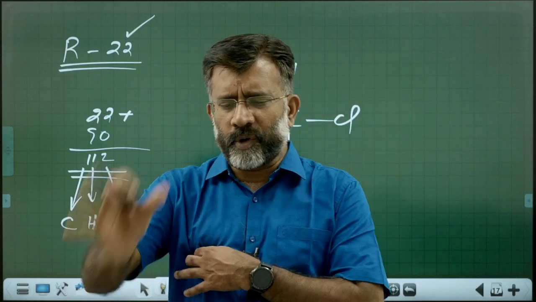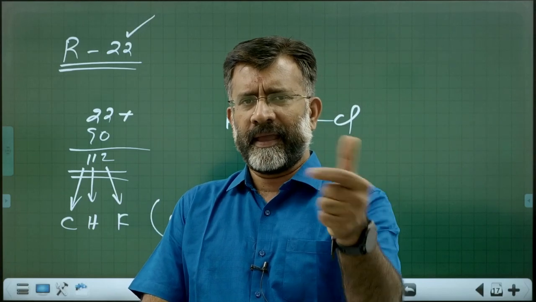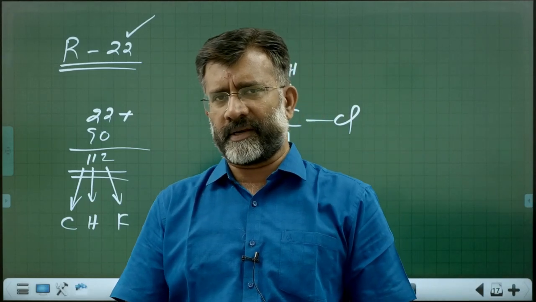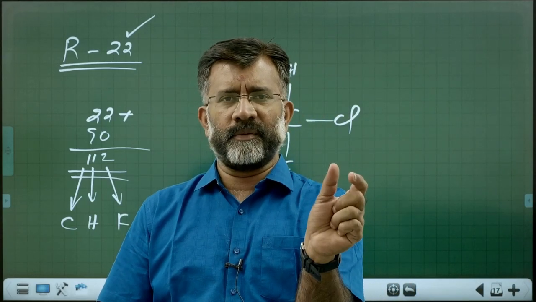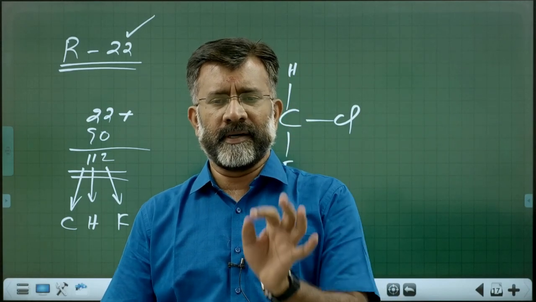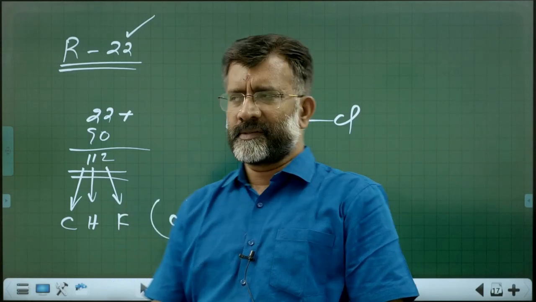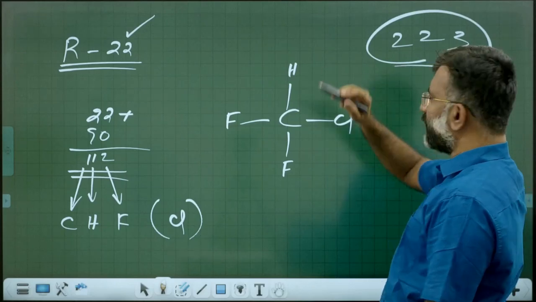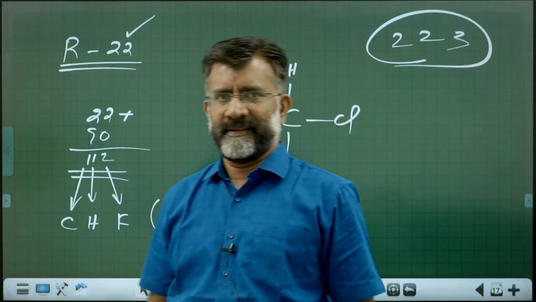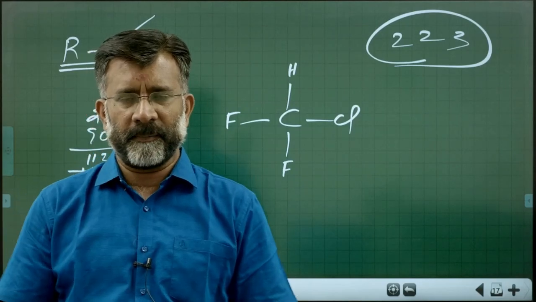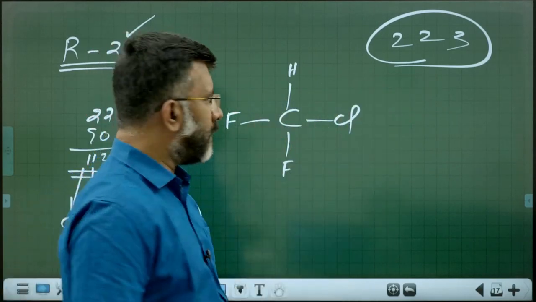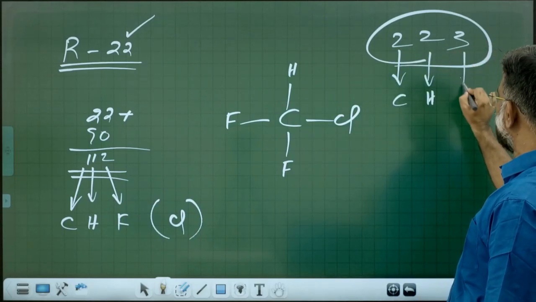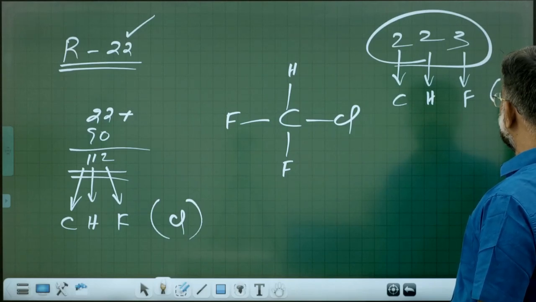So whatever the code given to you, take that coding, add 90, you get one number. The first value will be the number of carbon atoms. The second value will be the number of hydrogen atoms. The third value will be the number of fluorine atoms. Suppose you are getting 2, 2, 3, for example. Add 90, you get 2, 2, 3. The first number refers to carbon atoms, this refers to hydrogen atoms, this refers to fluorine atoms, and the remaining will be chlorine.